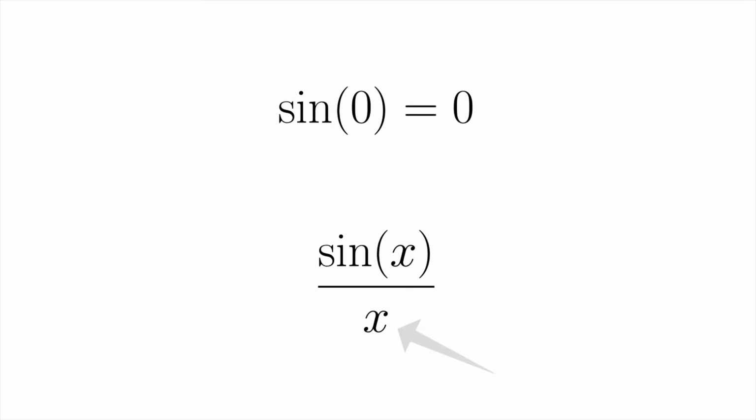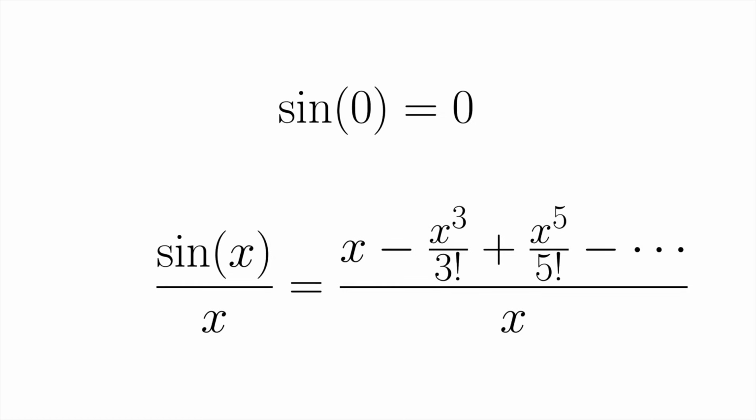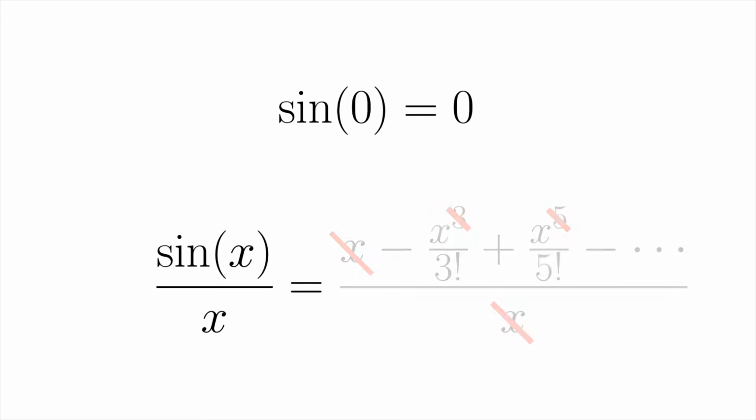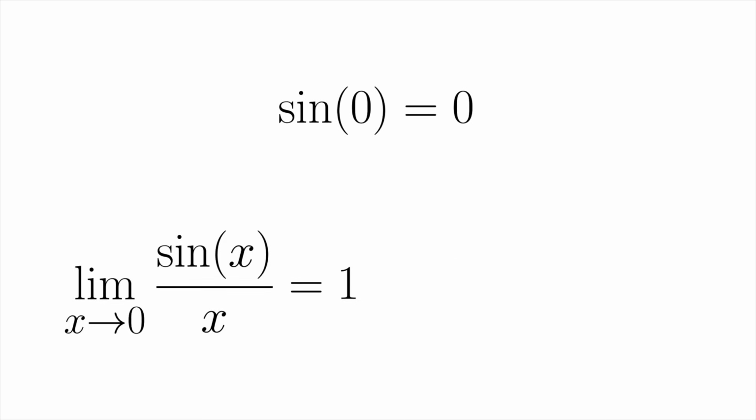But if I replace this sine of x now with its Maclaurin series, then we'll see that in fact an x goes into every term. And if I now just cancel this x with every term in the numerator, then I'm left with this power series for a function that has no apparent problem at 0. In fact, it's pretty clear that at 0, this function should just take the value 1.